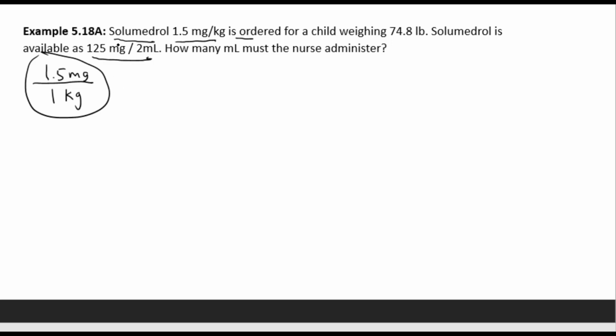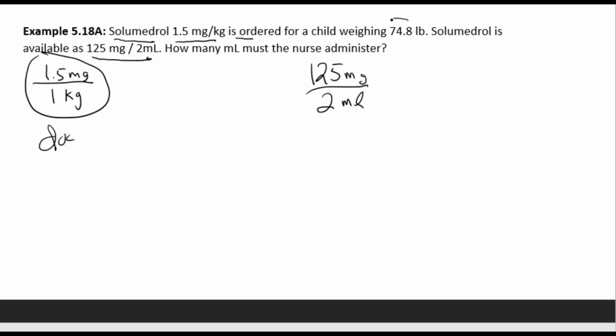It comes in this kind of amount. It's a solution, right? Milligrams is weight, that's the active ingredient, and milliliters is like it's either water or some kind of solution. So this many milligrams is mixed into this many milliliters. So this is how it comes: 125 milligrams per 2 milliliters. So what we've got to find out, here's what the doc ordered, and we have to find out how many kilograms the patient weighs.